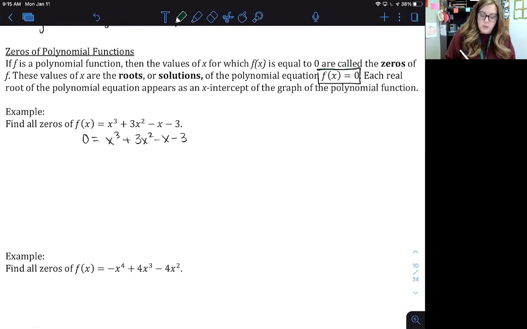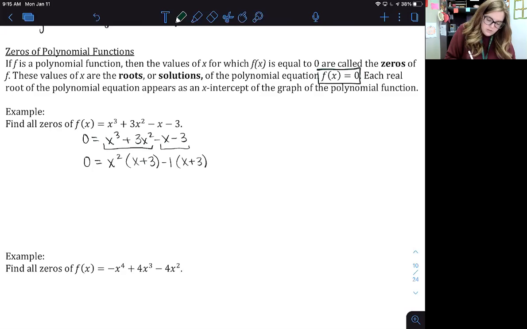And since there's 4 terms, we're going to factor by grouping. So this gives us x squared times the quantity x plus 3. Factor out a -1. And again, we're left with x plus 3. So 0 equals the quantity of x plus 3 times the quantity x squared minus 1.